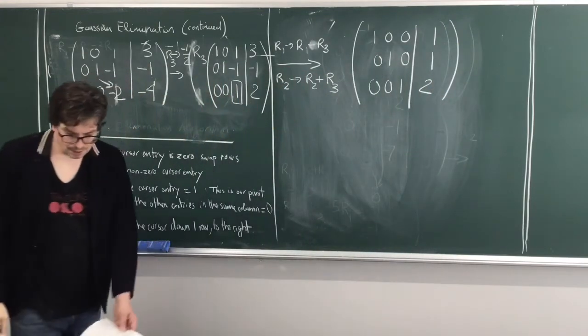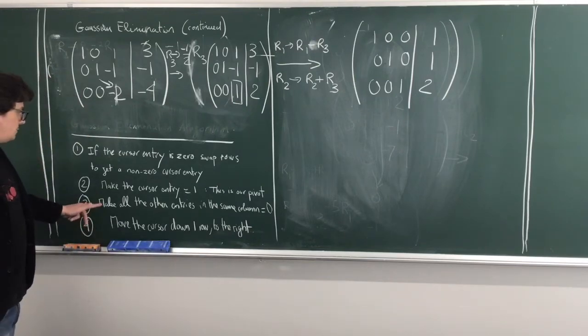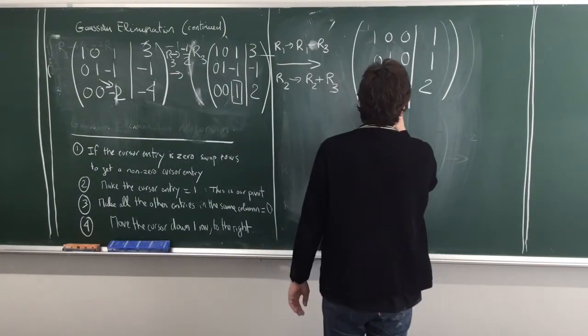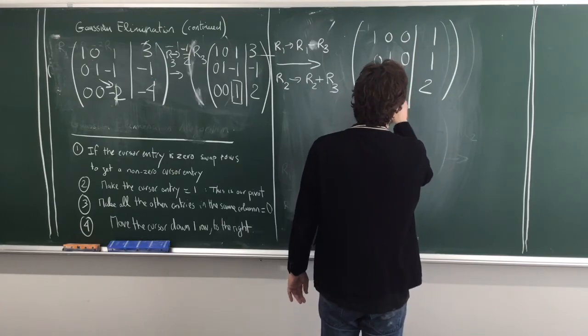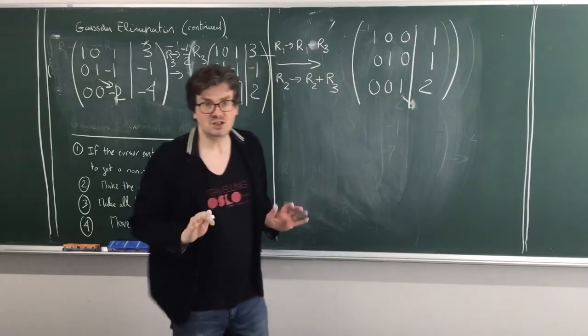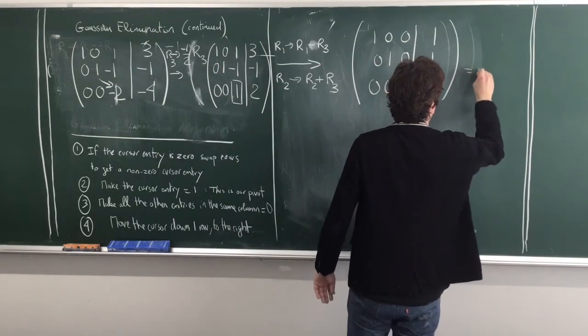Okay. Here I have made all the other entries for my third pivot equal to 0. I move the cursor down one row and to the right, but look, I cannot go down anymore. So I'm finished. This is our REF.